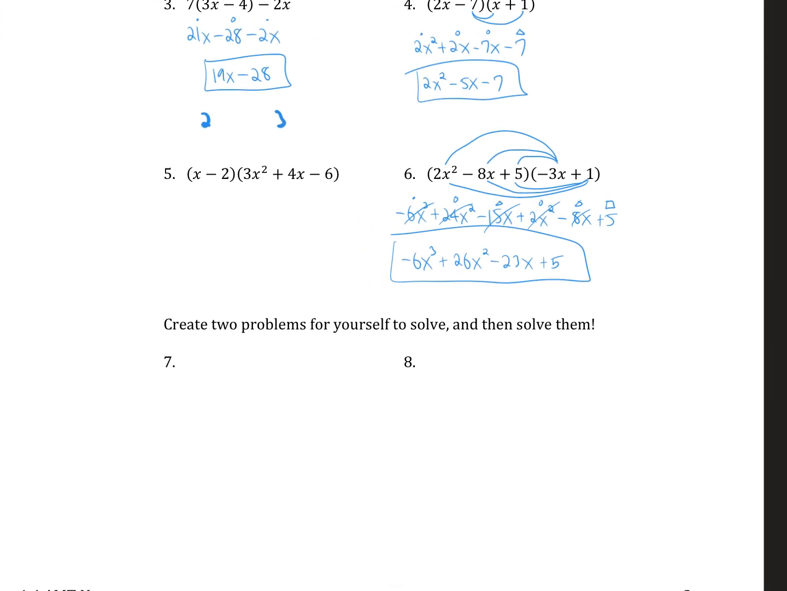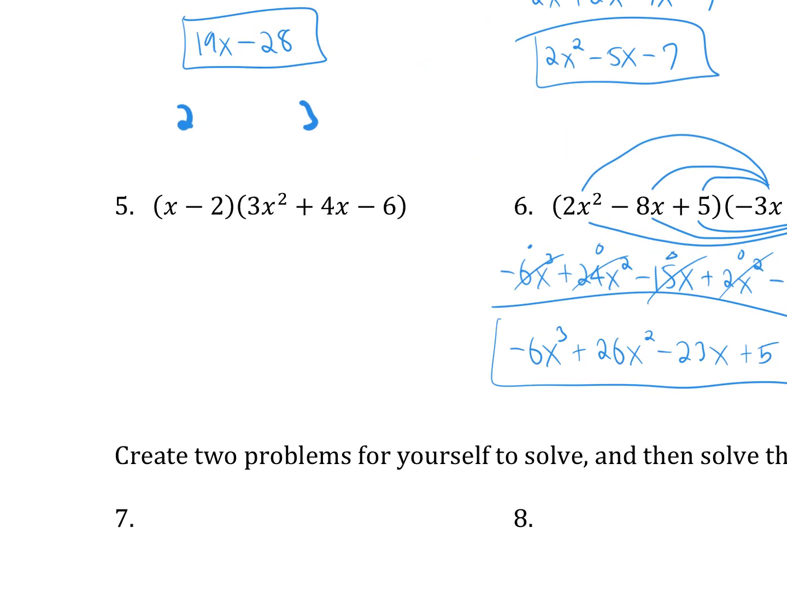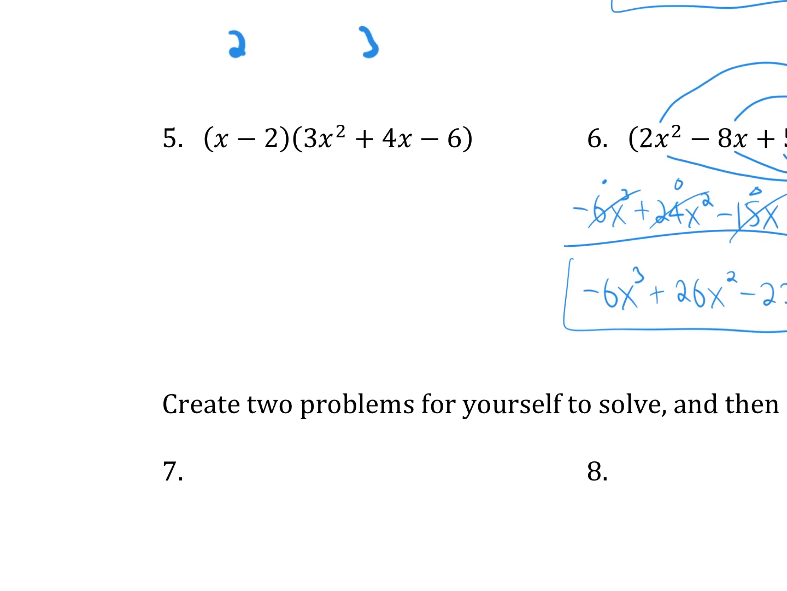Okay, why don't you guys try number 5? Now we do one of these examples together. So for number 5, we got x minus 2 times all this. We're going to do x times 3x squared is going to be 3x to the third. X times 4x is going to be plus 4x squared. X times negative 6 is negative 6x.